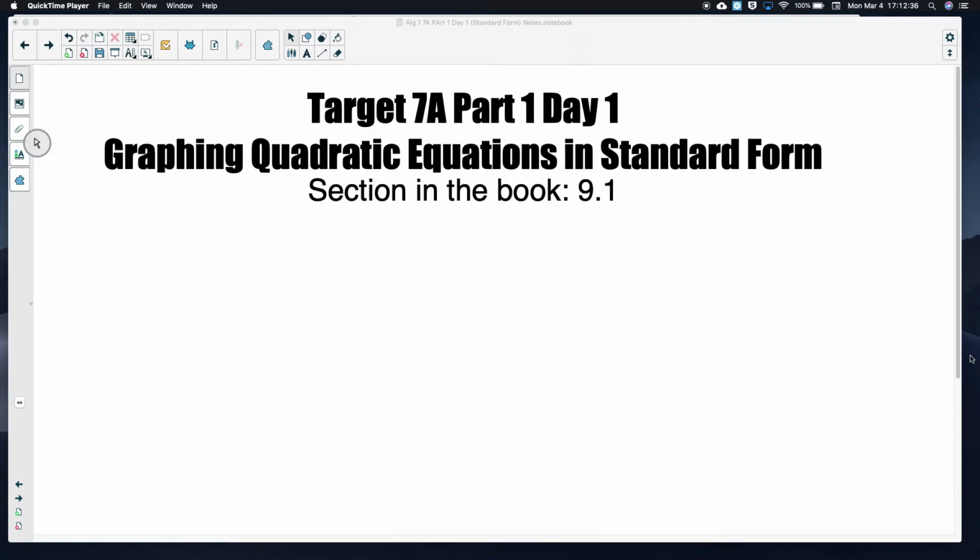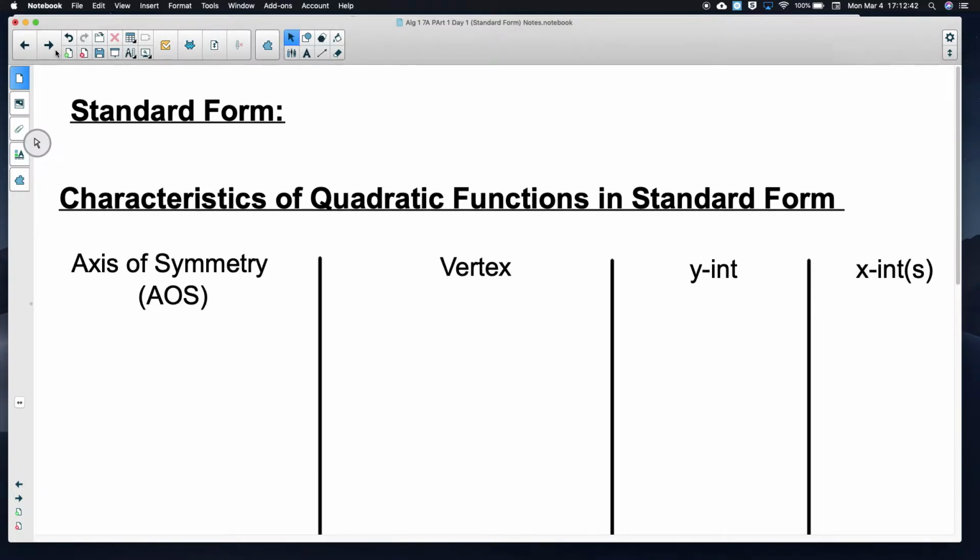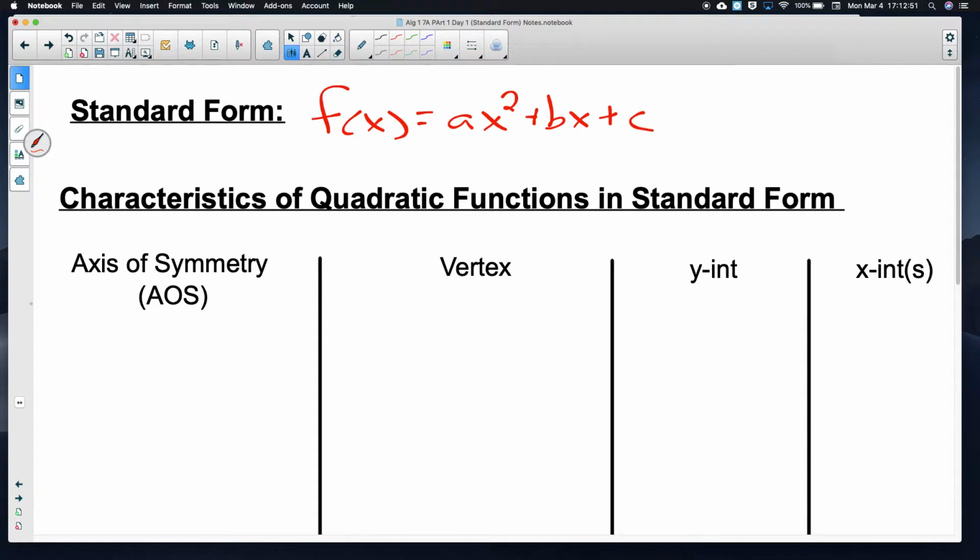Hey everyone, today we will be graphing quadratic equations in standard form, so let's get into it. Recall that the standard form of a quadratic is f of x is equal to ax squared plus bx plus c. And remember that a, b, and c are just numbers.